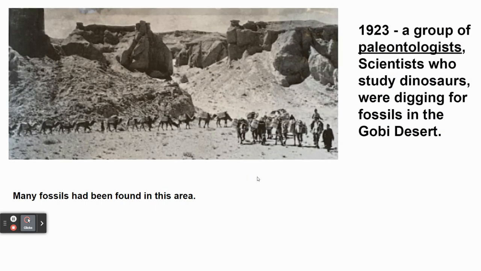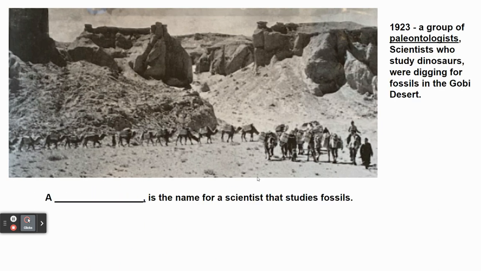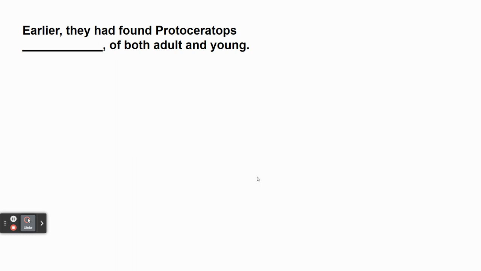So in 1923, just a while ago, a group of paleontologists, scientists who study dinosaurs, were digging for fossils in the Gobi Desert. That part of the map we just looked at. A blank is the name for a scientist who studies fossils. What is it? A paleontologist. Paleontologist is the name for scientists that study fossils.